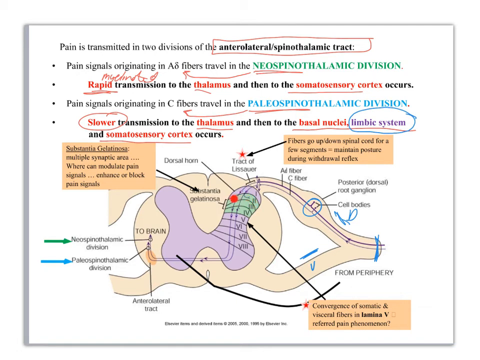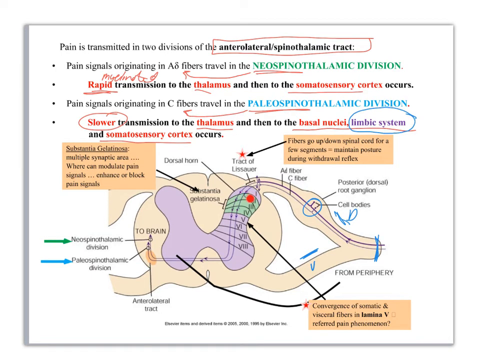What's neat is right here they've highlighted 3 lamina of the gray matter of the posterior horn. This is the substantia gelatinosa. This is interesting because you've got multiple synaptic areas where you can do modulation of pain. So when we look at the modulation of pain pathway in a few slides, this is one, not the only, but one of the areas that they're targeting when your body decides to reduce how much pain is getting up to your brain.